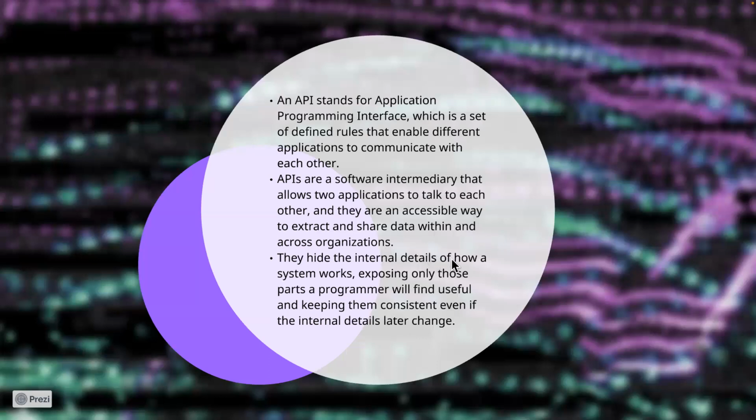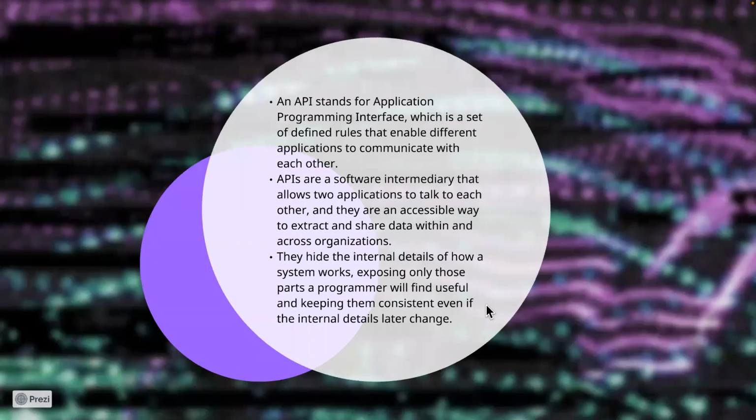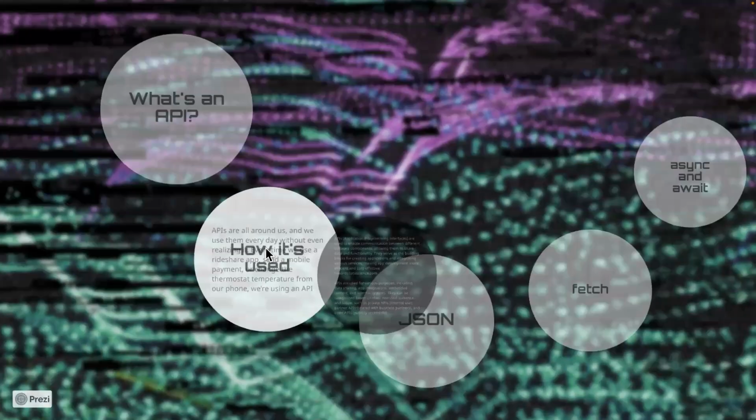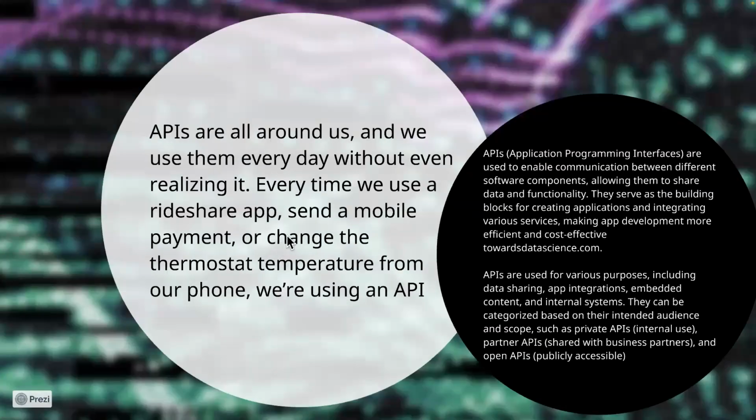Okay, they hide internal details of how a system works, exposing only those parts a programmer will find useful and keeping them consistent, even if the internal details later change. So it's a system already built. The programmer can borrow from this API and incorporate some code into their own without having to build it from scratch. Okay, so let's see how it's used to get a better understanding. How is an API used? Okay, APIs are all around us and we use them every day without realizing it.